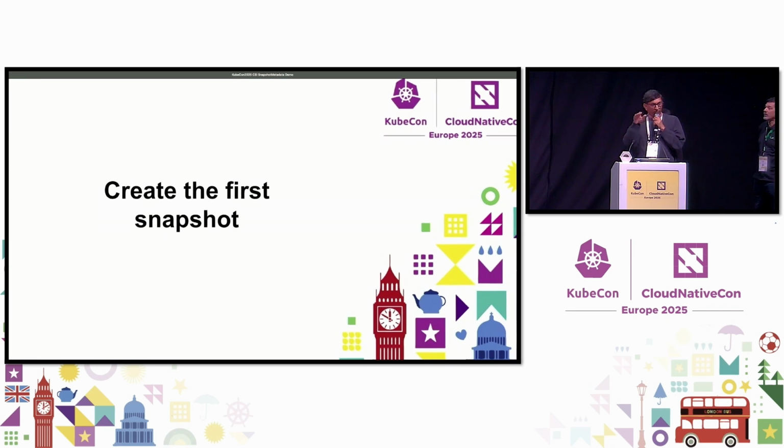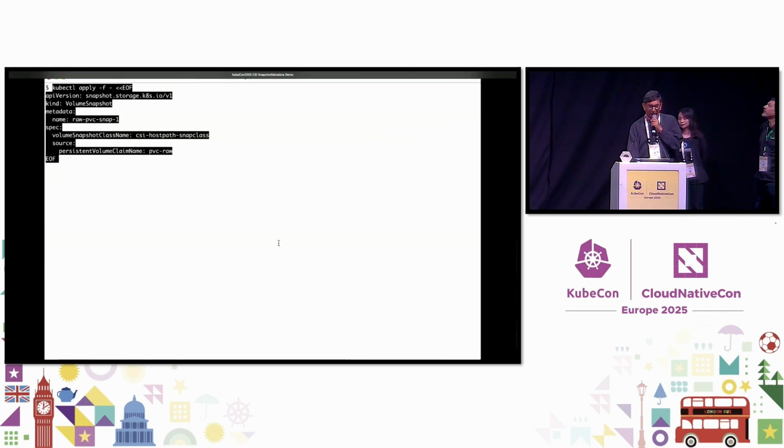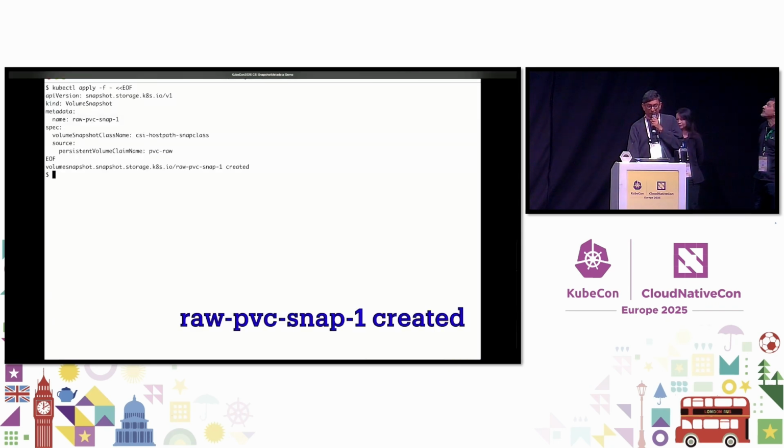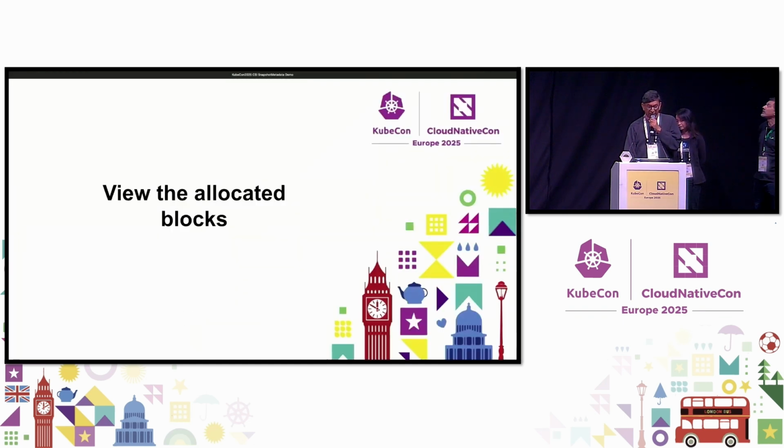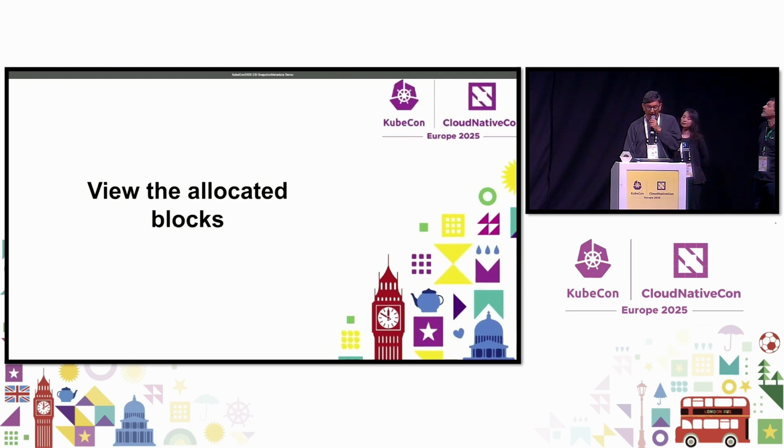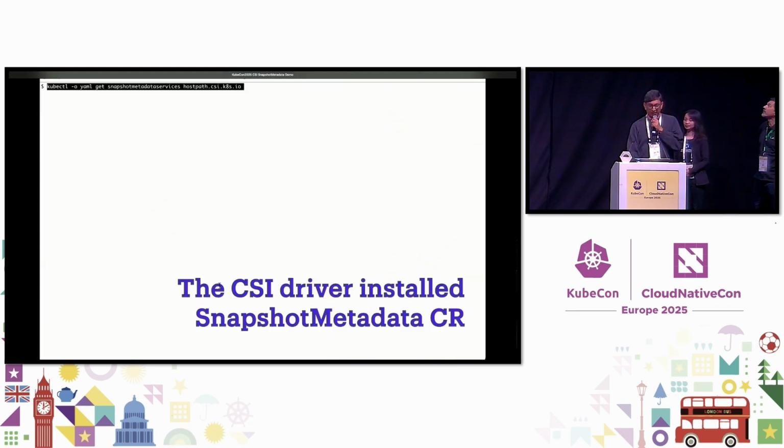Just so that we can view a finite amount of data here, we take a first snapshot. The volume snapshot class is part of the CSI hostpath driver, right? It says it's ready to go. And now we'll view the allocated blocks in the system.